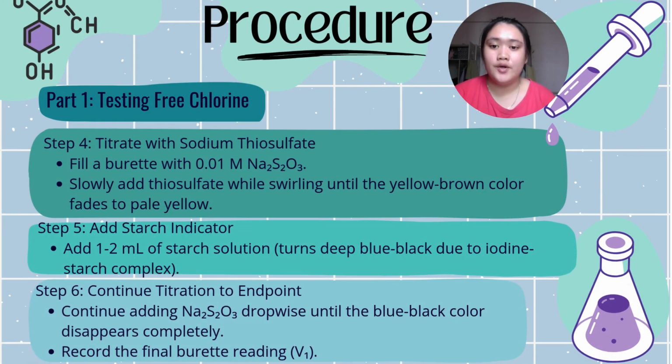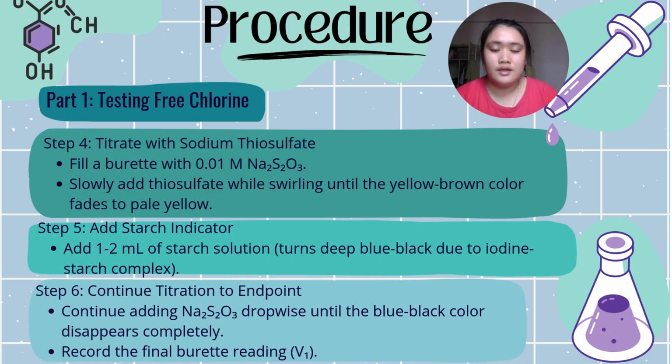Step 4. Titrate with sodium thiosulfate. Fill a burette with 0.101 mole of sodium thiosulfate. Slowly add thiosulfate while swirling until the yellow-brown color fades to pale yellow. Step 5. Add starch indicator. Add about 1 to 2 ml of starch solution, which turns deep blue-black due to the iodine-starch complex.